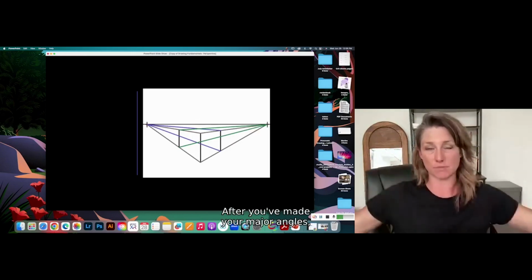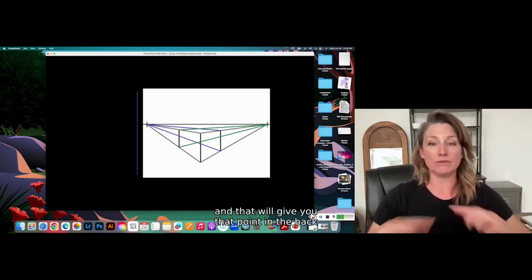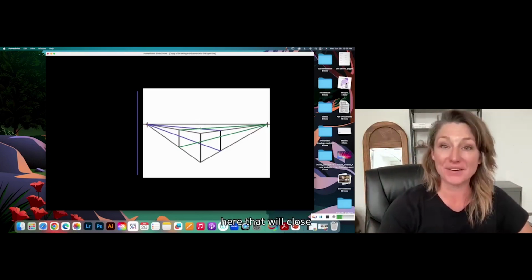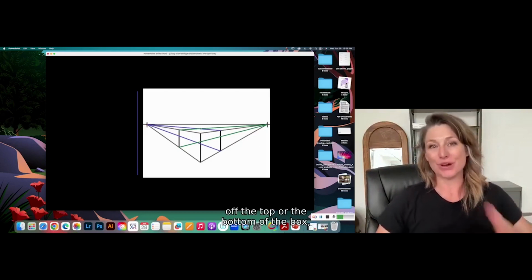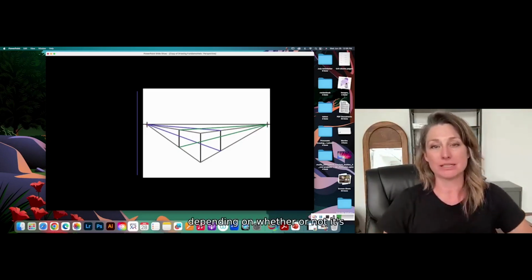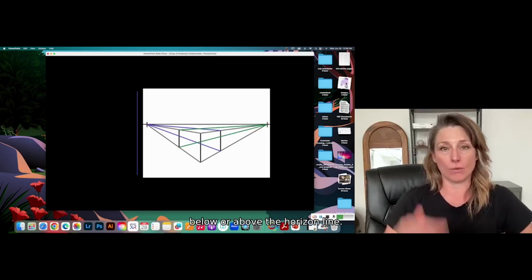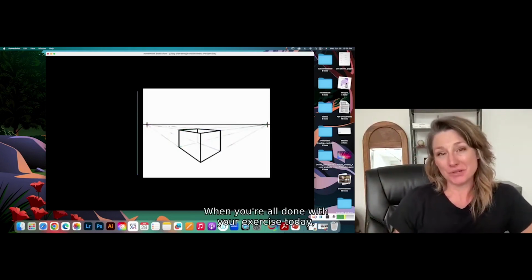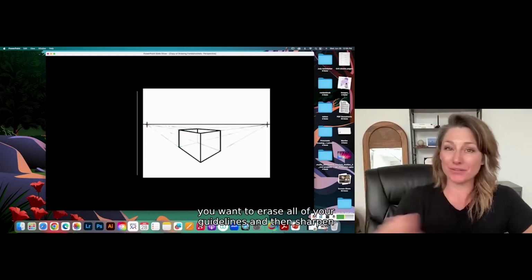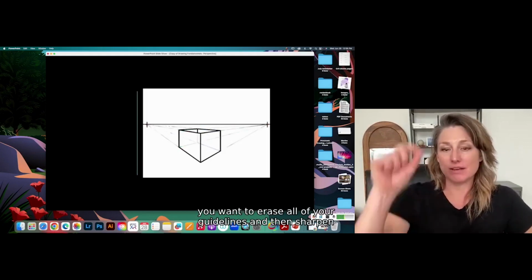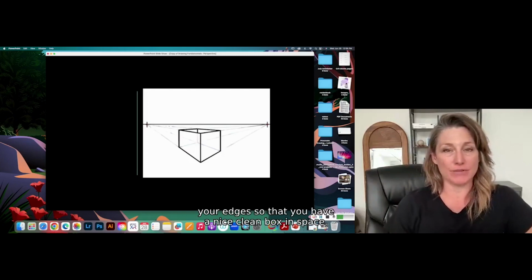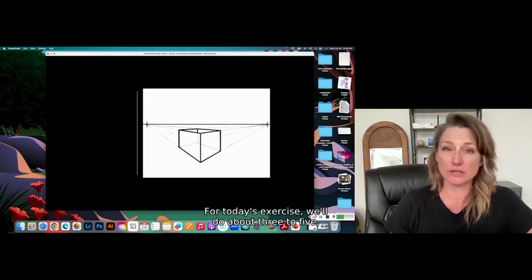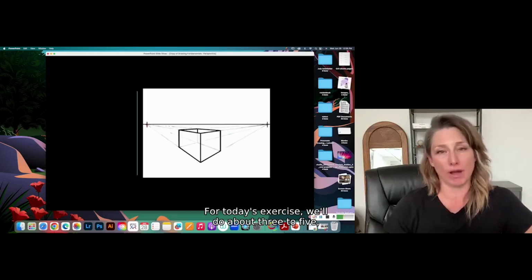after you've made your major angles, and that will give you that point in the back here that will close off the top or the bottom of the box, depending on whether or not it's below or above the horizon line. When you're all done with your exercise today, you want to erase all of your guidelines and then sharpen your edges so that you have a nice clean box in space. For today's exercise, we'll do about 3 to 5, just depending on how much we have time for.